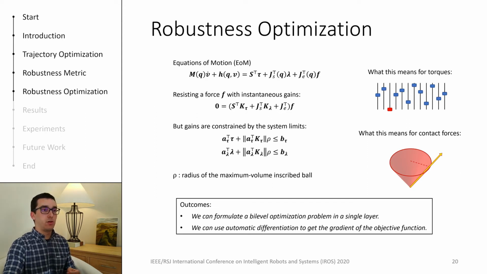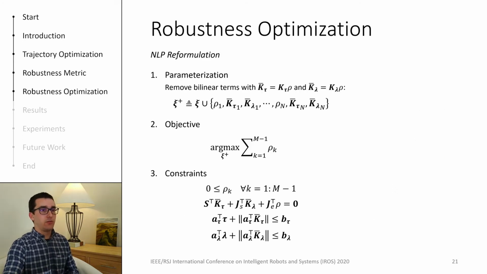After deriving these constraints, it is now possible to go back to our framework and formulate a bi-level optimization problem, which not only finds a feasible trajectory, but also maximizes our robustness metric. Let's have a look at that now. First, we extend the vector of decision variables to include the gain matrices as well as a scalar representing the magnitude of the smallest unrejectable force. Here, we denoted it with ρ.